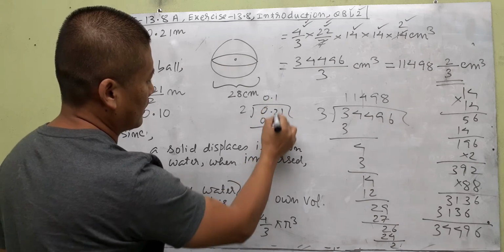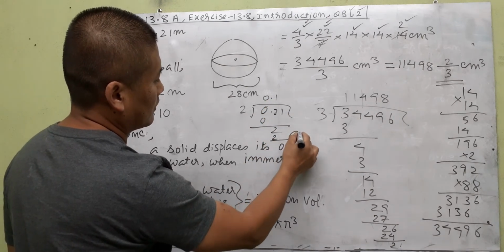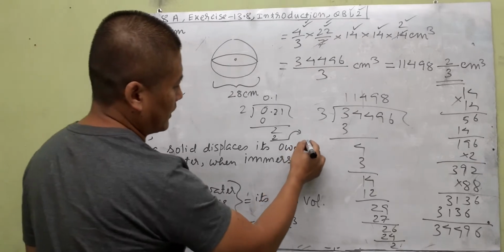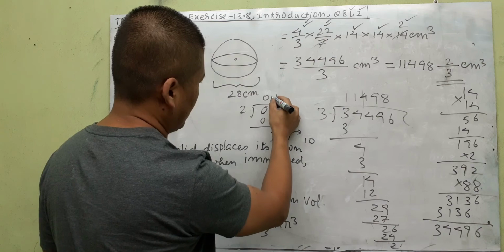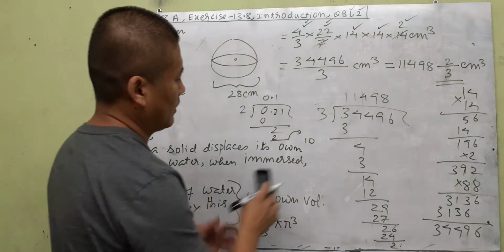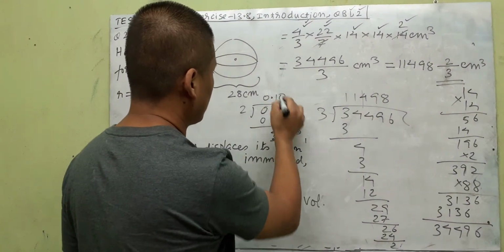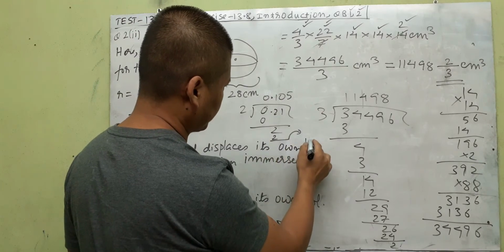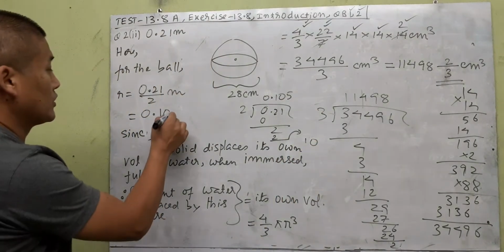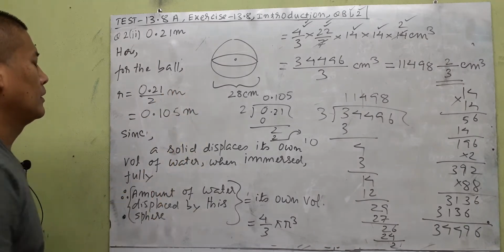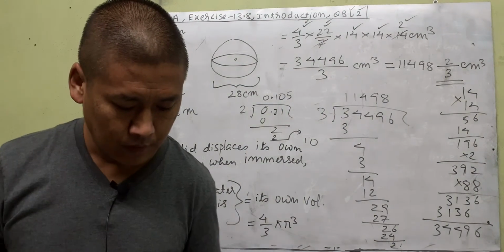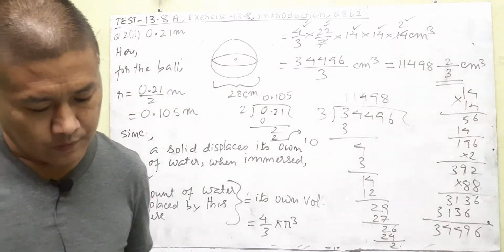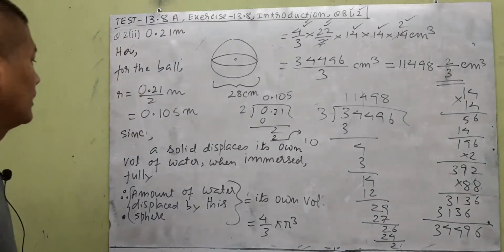Next 2 1s are 2. Okay, no remainder. Then next is 1. Less means, point means we're allowed to put 1 0. Right, so 1. And then if it is not going, then we put 0. Then 2 5s are 10. So 105 meter. Yes, so this is the 0.105 meter.